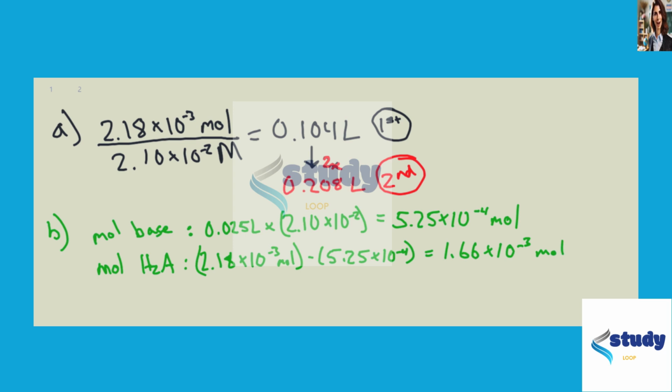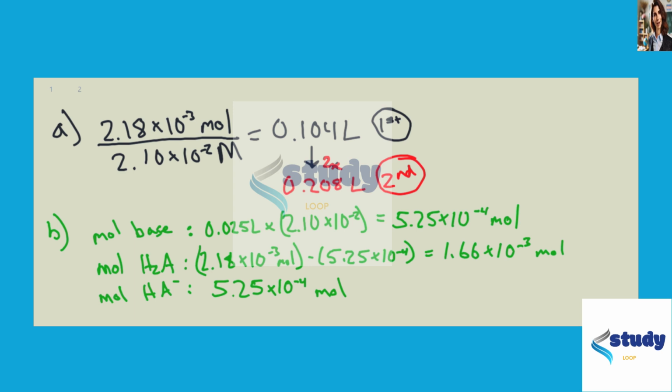So the next thing that we have to do is see the amount of conjugate base that we have. And that will be simply equal to the amount of strong base that we added, since the weak diprotic acid will be completely converted to the single anion. So then we can do a Henderson-Hasselbalch equation to get the pKa.